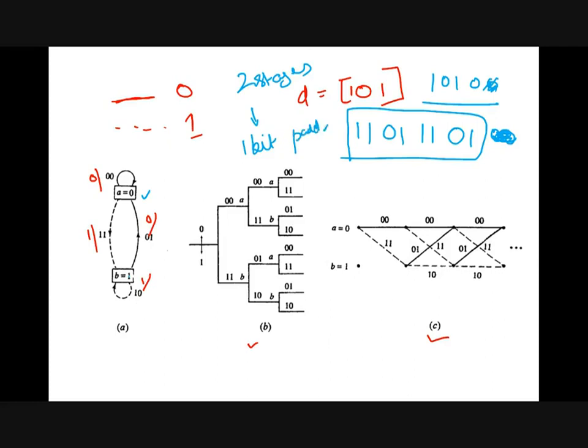Okay, so that means 101 and then a 0. Okay, 101 followed by a 0. This is only bit padded. So the output is 1101 1101.